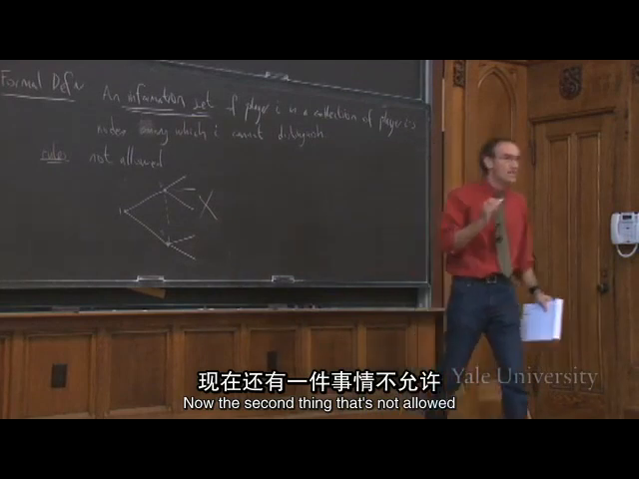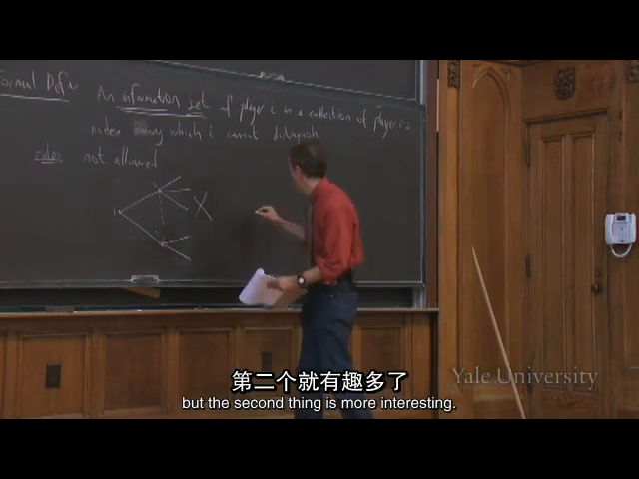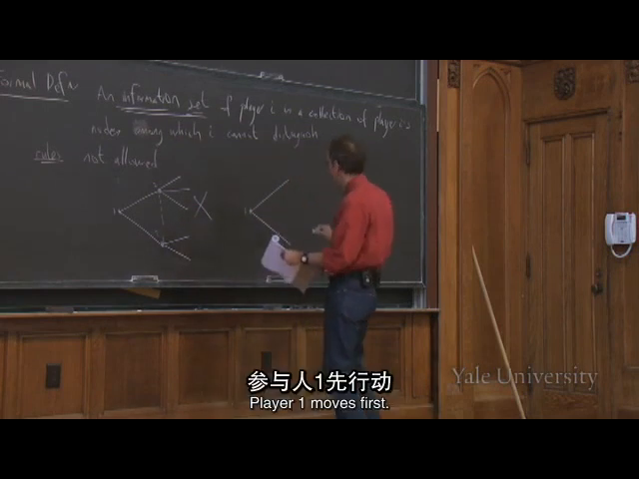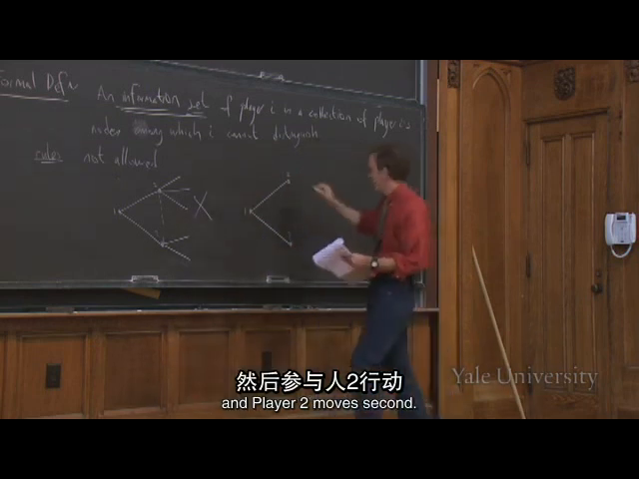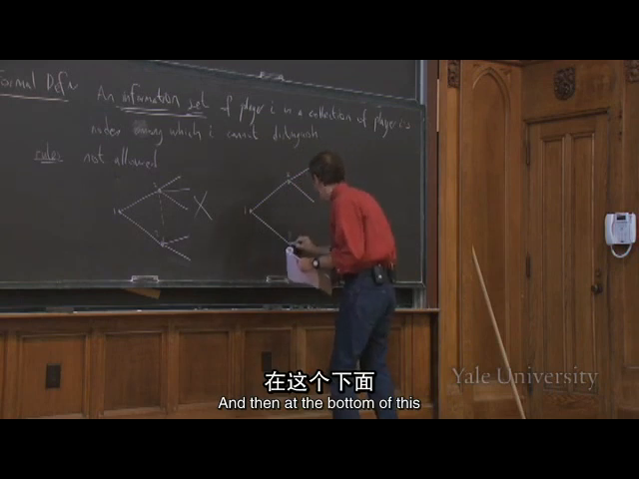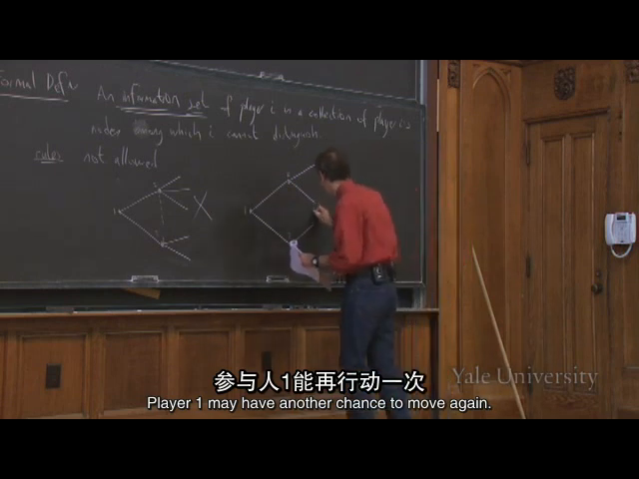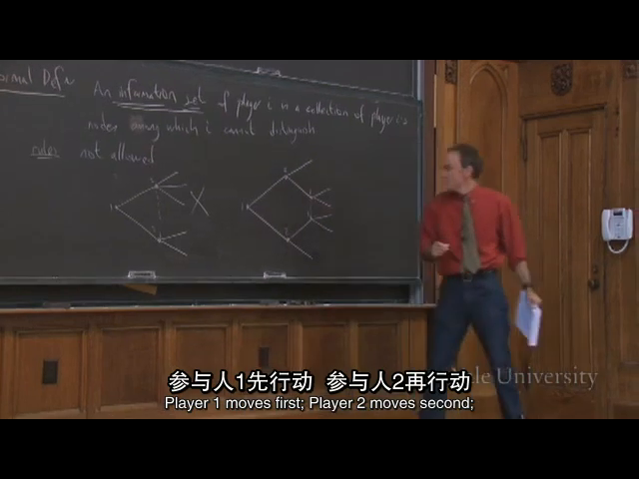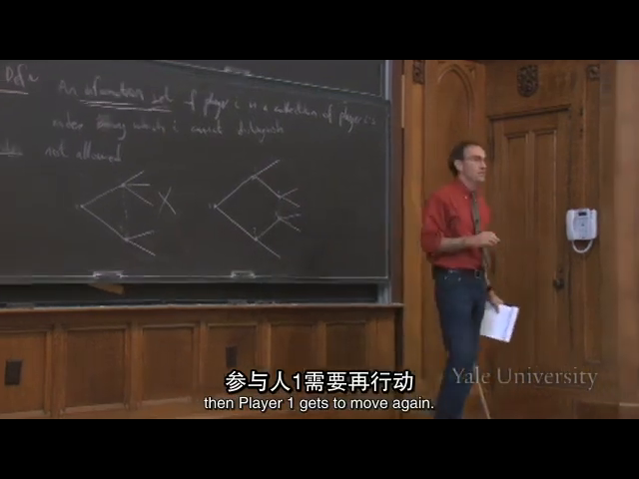Now the second thing that's not allowed is a little bit more subtle, and actually is an interesting thing. The first was just kind of bookkeeping, but the second thing's more interesting. So let's have a look at it. Here's a more interesting tree. Player 1 moves first. Player 2 observes that move, and player 2 moves second. And then at the bottom of this, player 1 may have another chance to move again. So again, I haven't put payoffs in here. Player 1 moves first, player 2 moves second, and if player 2 chooses down here or up there, then player 1 gets to move again.